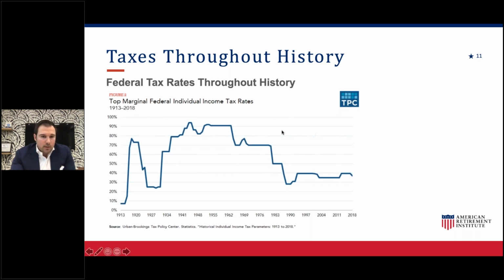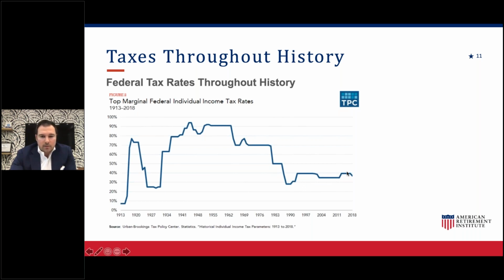Now, in the 40s, you had to be earning over $200,000 a year, so there were probably very few people that were actually doing that. But if you were, you were being taxed at over 90%. That top part of your income was taxed at 90%. Take a look at where they are today.